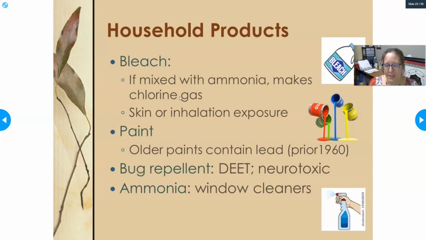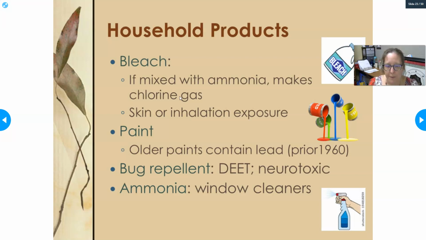Paint: older paints contain lead, paints that were made prior to 1960, so that could be a concern, especially if children are chewing on something like an old wood toy, or picking up paint chips from an old painted house and chewing on them.